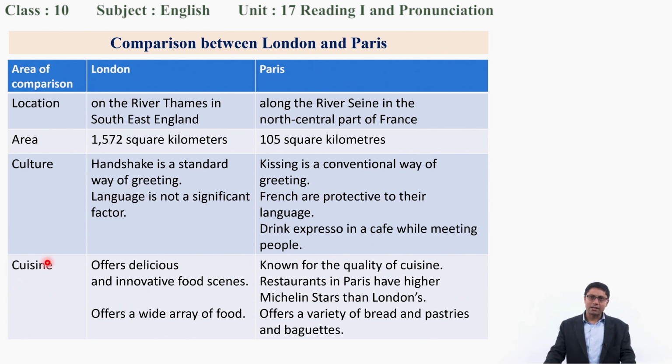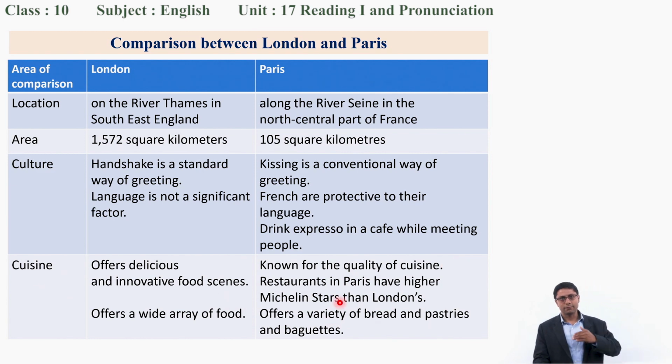Similarly, let's look at the cuisine, how they are similar or different. London offers delicious and innovative food scenes, and it offers a wide array of food. Whereas Paris is known for the quality of its cuisine. Many restaurants in Paris have got Michelin stars. Restaurants in Paris have more Michelin stars than London's restaurants. Paris offers a variety of bread, pastries and baguettes that we already discussed.